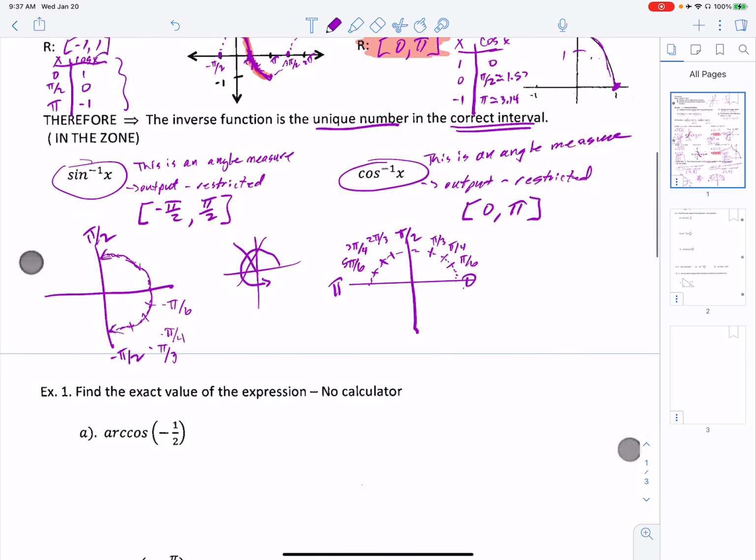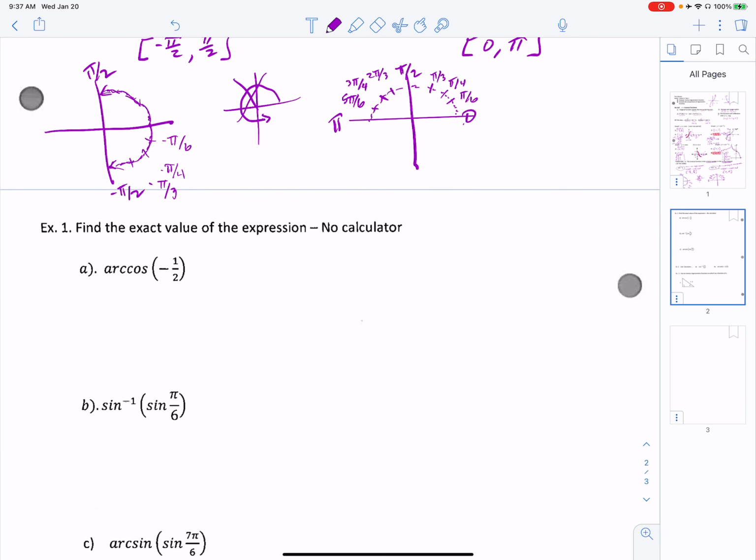All right, so here on example 1, it says find the exact value of the expression. Remember, this means the exact same as inverse cosine of negative 1/2. This is a no calculator activity, and I'm going to ask you to put your angles in radians unless otherwise specified. And so this inverse cosine, arc cosine of negative 1/2, is a unique angle between 0 and pi.